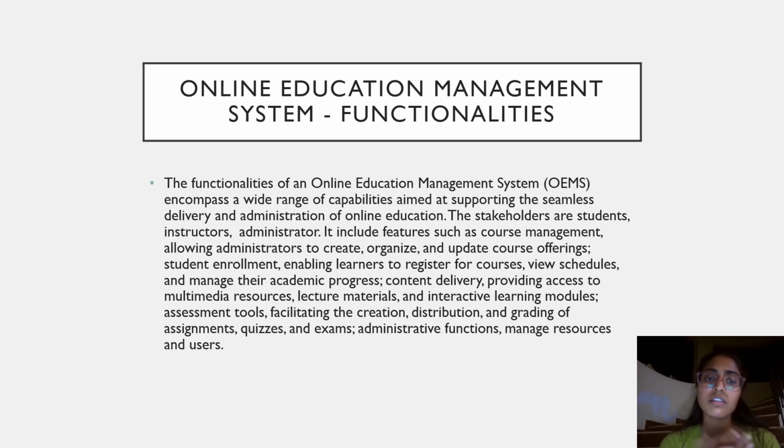The stakeholders of the system are students, instructors, and administrators. It includes features such as course management for instructors to create and add course materials, and then administrators to manage users and data, and course data and all, and for students to take assessments and register for the course. Let us see the UML diagrams, such as use case diagram, class diagram, activity diagram, and component diagram for the online education management system.